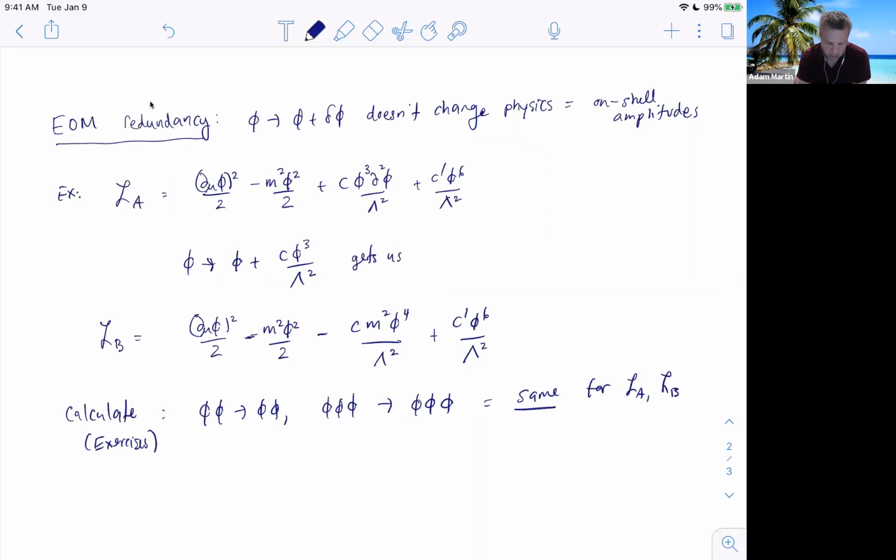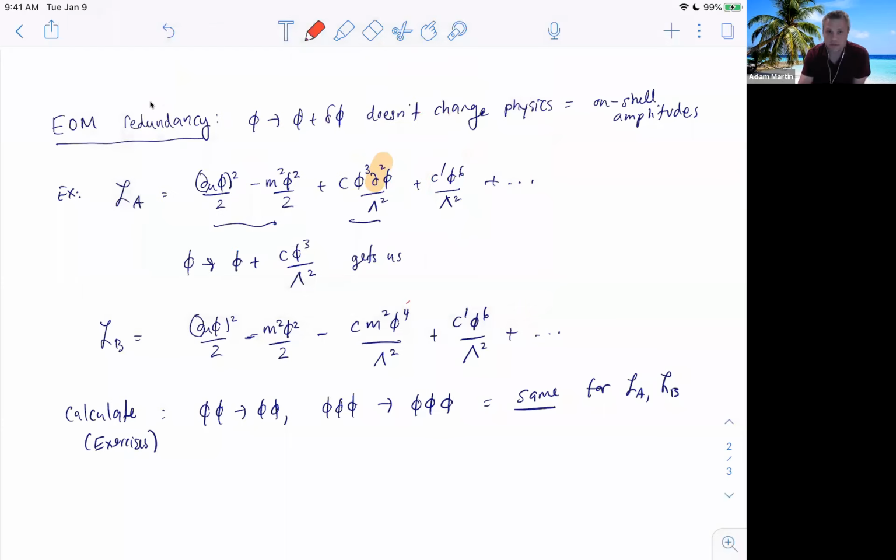So the example I had was, here's a theory. We've got the usual dimension 4 piece. We've got some dimension 6 term that's got D squared in it, and we know D squared is part of the equation of motion. And sure, there could be other dimension 6 pieces and beyond. What I said, and feel free to do this, I think it's an insightful exercise, is you just plug in phi to phi plus c phi cubed over lambda squared. You get this Lagrangian L_B, plus dot dot dot. These look different. This has a quartic term.